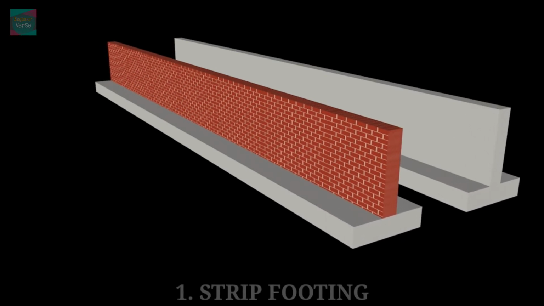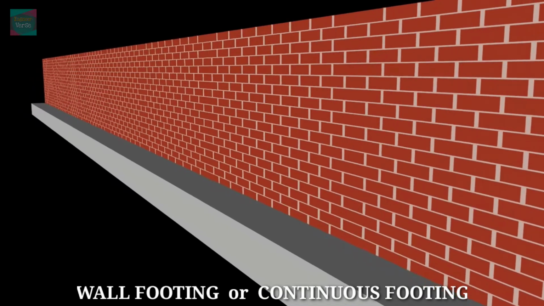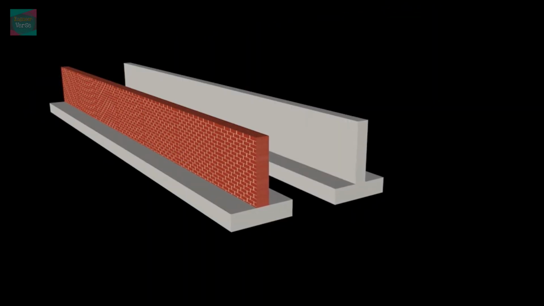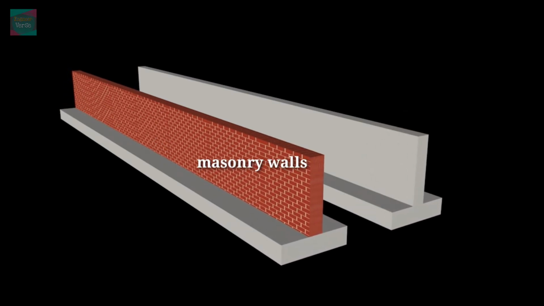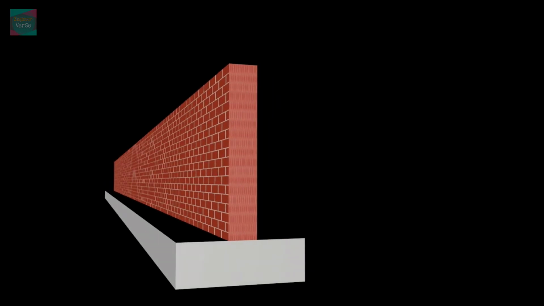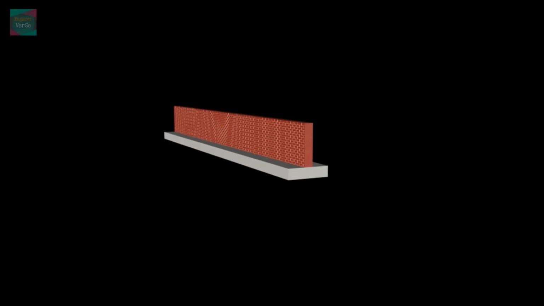Very first is the strip footing. It is also known as wall footing or continuous footing. These are in long strips, especially for load-bearing masonry walls or reinforced concrete walls. The strip footings distribute the loads from wall to a wider area. These are especially used in the retaining walls and load-bearing structures.